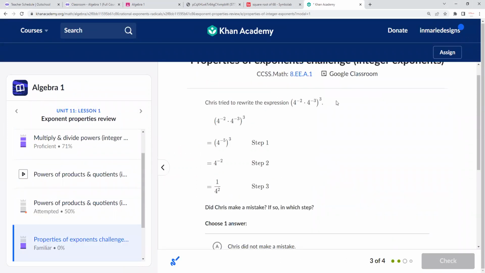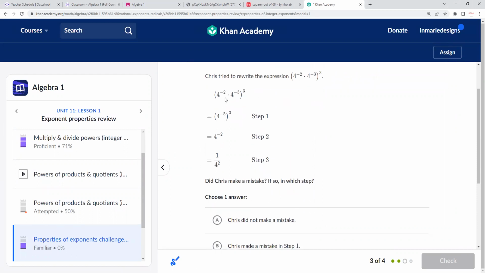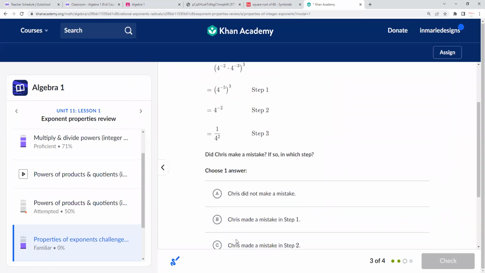Chris tried to rewrite the expression. Okay, where did Chris mess up? Well, let's see. What did Chris do? He combined those. He got -5. -5 to the 3rd power should be -15. Where did he get this -2 from? He messed up in step 2.